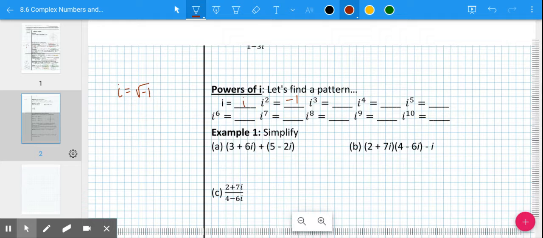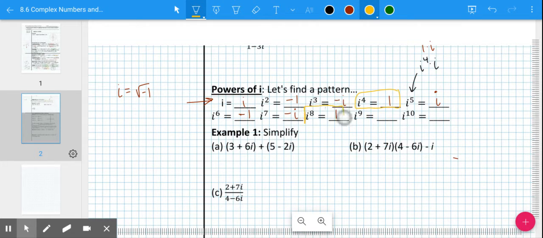So if I take i cubed, I'm going to multiply i and i squared. So i times -1, this is going to become a negative i. And i to the 4th is positive 1. Then your pattern repeats. i to the 5th, you can think of it as i to the 4th times i. I'm using i to the 4th because i to the 4th is positive 1. So this becomes just 1 times i, which means i to the 5th is i, and I've restarted my cycle again. i to the 6th is -1. i to the 7th is negative i. i to the 8th is another positive 1.